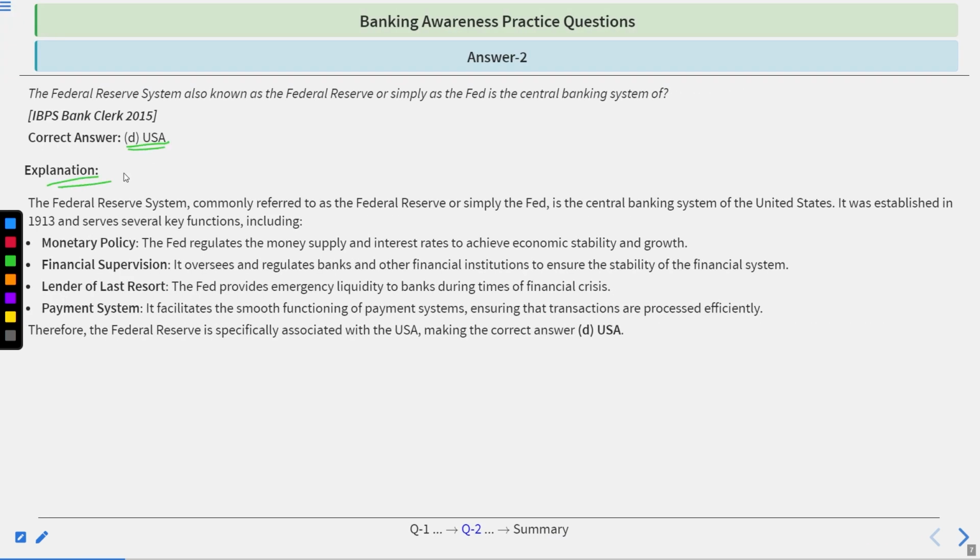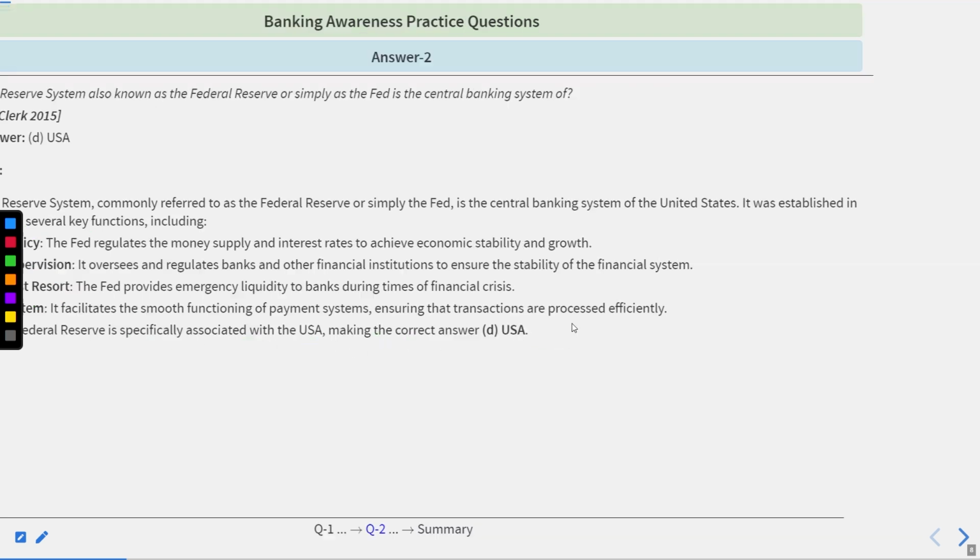Go by the explanation. The Federal Reserve System, commonly referred to as the Federal Reserve or simply the Fed, is the central banking system of the United States. It was established in 1913 and serves several key functions. First, monetary policy: the Fed regulates the money supply and interest rates to achieve economic stability and growth. Financial supervision: it oversees and regulates banks and other financial institutions to ensure the stability of the financial system. Lender of last resort: the Fed provides emergency liquidity to banks during times of financial crisis. Payment system: it facilitates the smooth functioning of the payment system, ensuring that transactions are processed efficiently. Therefore, the Federal Reserve is specifically associated with the USA, making the correct answer D, USA.